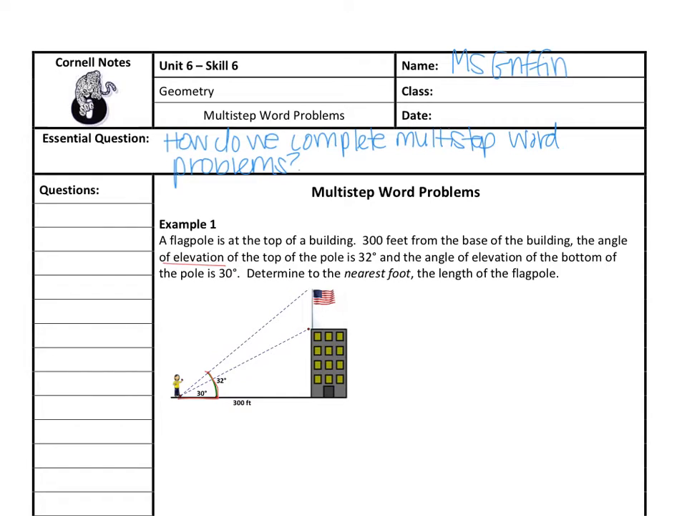However, the angle of elevation to the bottom of the flagpole is 30 degrees. So look out and up to the bottom of the flagpole, though, and it's only 30 degrees as the angle. Determine to the nearest foot the length of the flagpole. So in the end, we want this piece of information, the height or the length of the flagpole.